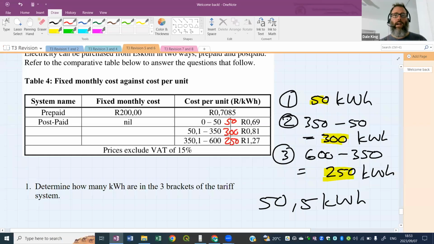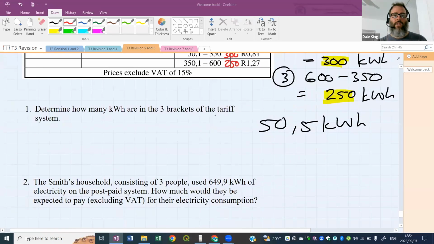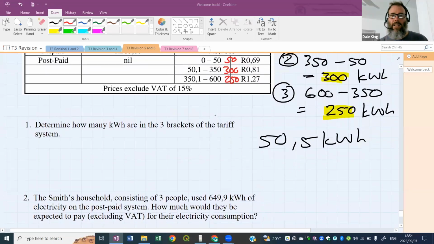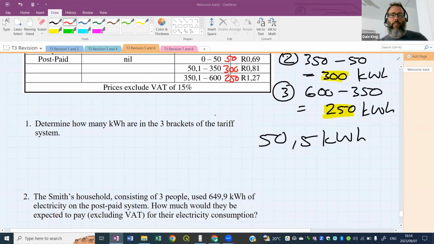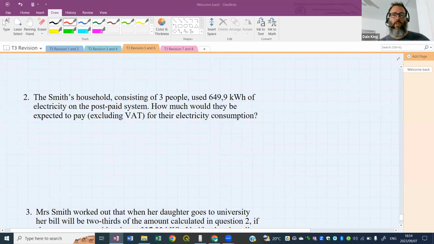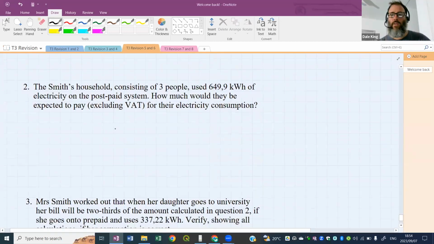Now we're going to do the question that we always see. If we have 649,9 kilowatts, how much will they pay? I'm going to run through this very quickly, because we don't have much time left. We still got to give you a quiz. So 649,9.